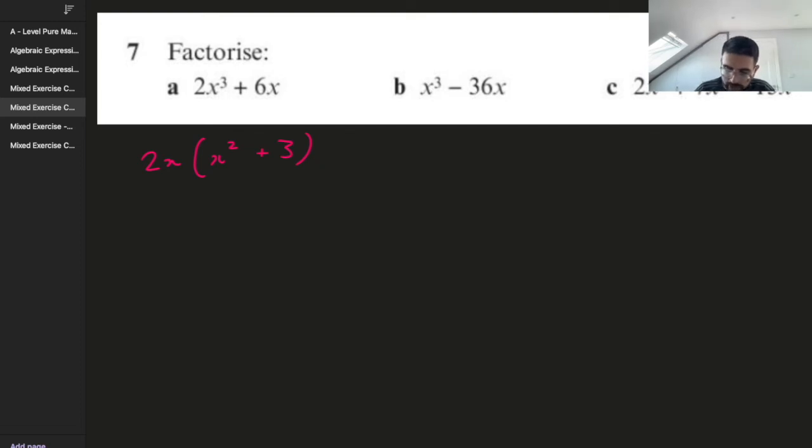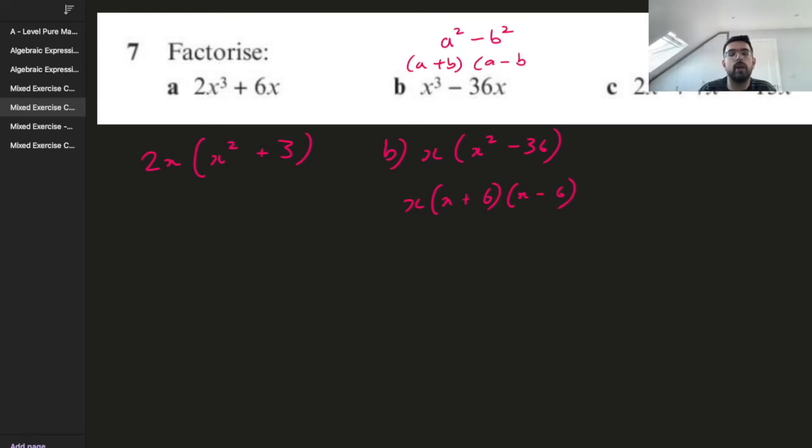Can you spot what this is? I'll give you a moment to think about it. Yes, so I'm going to take out my x squared minus 36. Yes, but we're not done yet because it's the difference of squares. Remember the formula for difference of squares. It's a squared minus b squared. So we are simply going to write x plus 6 and x minus 6. Remember, this factorizes to a plus b, a minus b. This is an identity that you should be aware of.